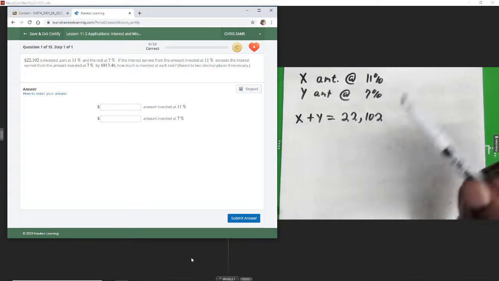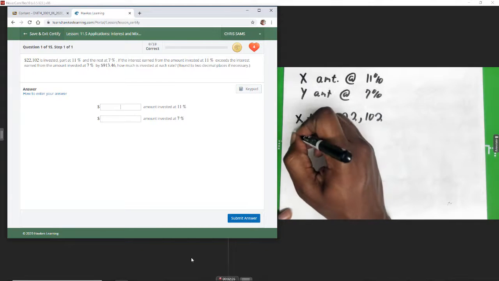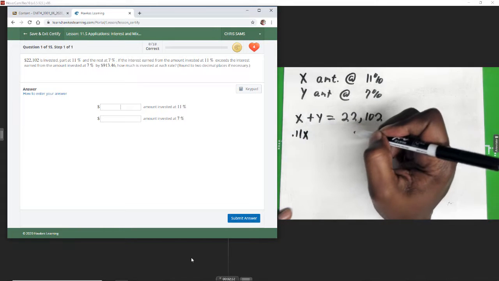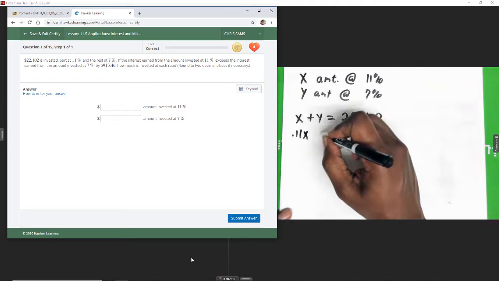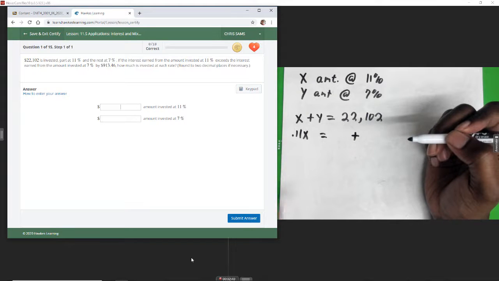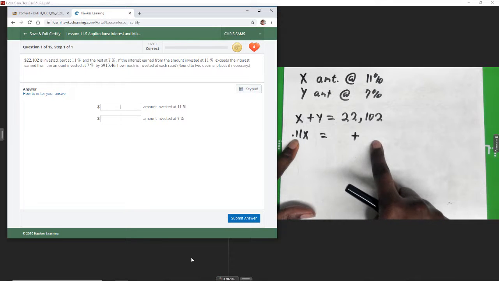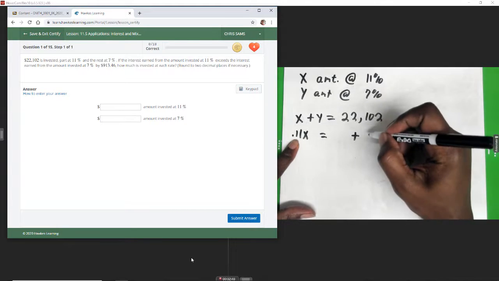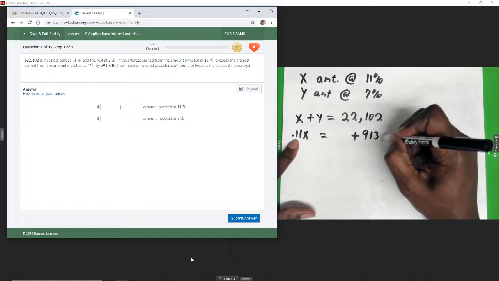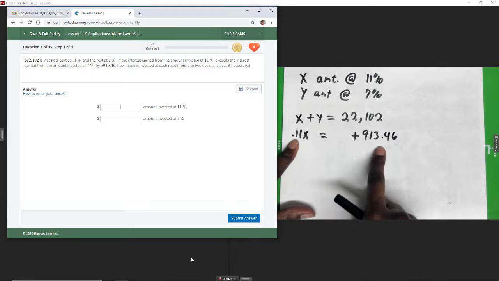So the next one says the amount of interest invested at 11% exceeds. This one is more than. So I'm going to start here, and I'm going to say 11%, which I'm going to change to a decimal, 0.11x. Exceeds is more than. So for the other one, I need to add this amount, because this one is more than that, and I want them to be equal. However much this one is more than the other one, I need to add it to the other one so that they're equal. So it's more than by 913.46.